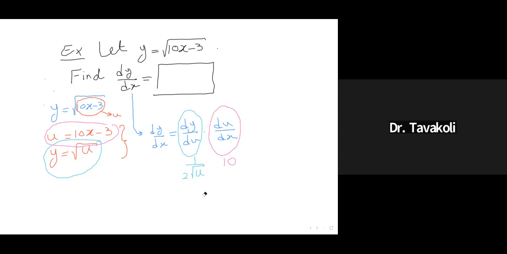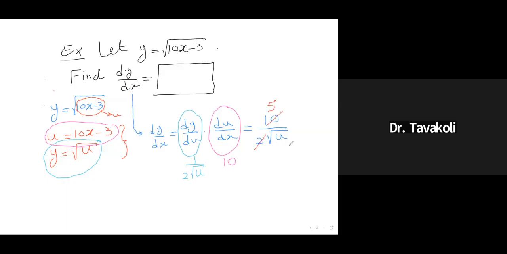So let's see how we should show our final answer. So the product of these two things, 1 over 2 radical u times 10, makes 10 over 2 radical u. Is there any way to simplify? Yes, because 10 over 2 is 5. So let's do that. 10 over 2 is 5.